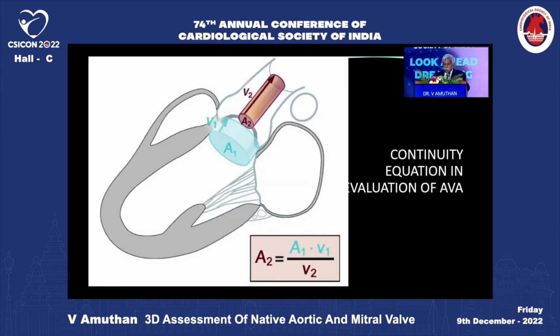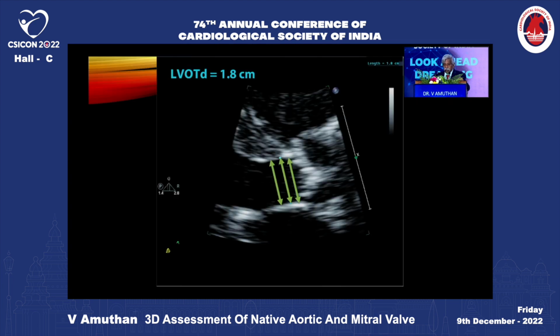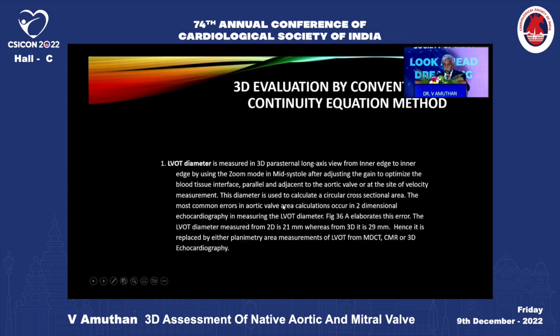And how to calculate the valve area? The continuity equation is the most important one, which is used in calculation of the aortic valve area. And the most important point here is the LVOT diameter. A minimal movement of the aortic valve, placement of the points will alter your annular diameter.